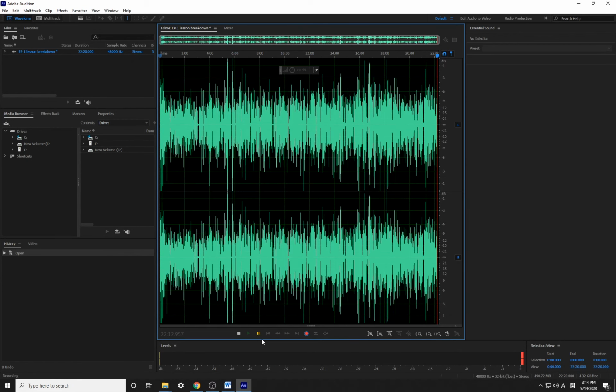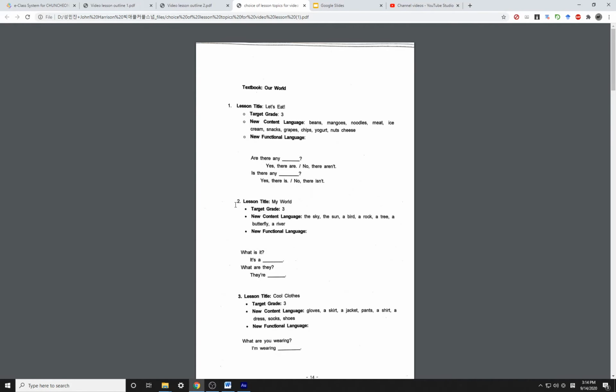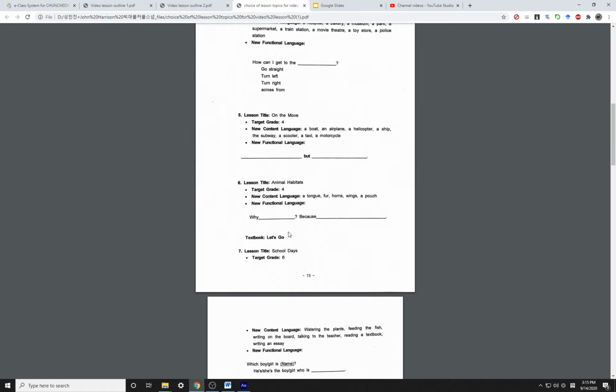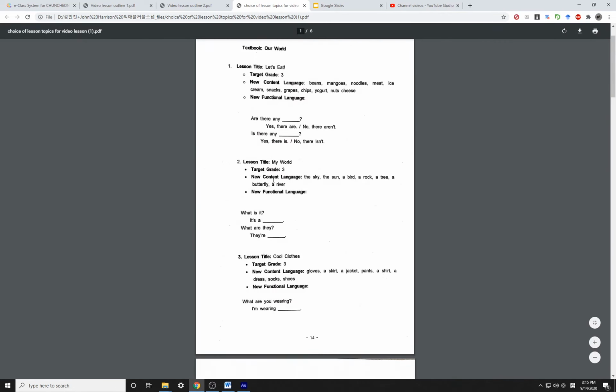Let's take a look now at the different choices for your lessons, what you can talk about, what your lessons could be. All these lessons are chapters from, I believe, 4, 5, 6, yeah. These are chapters from different Our World textbooks. Our World is an elementary school textbook based around different topics, and for each lesson, you'll see the title, Let's Eat. Lesson 1, Let's Eat, target grade, 3rd grade.